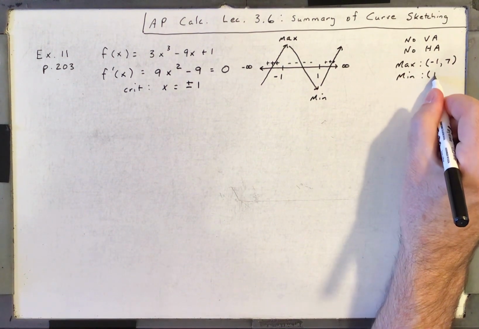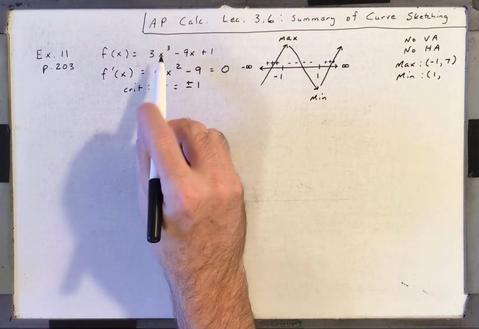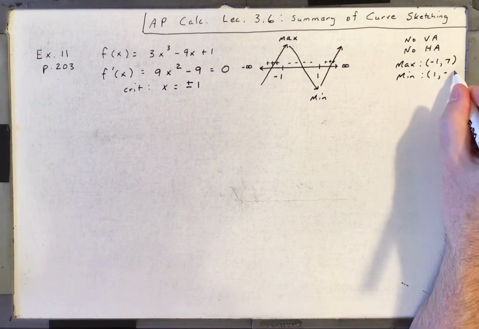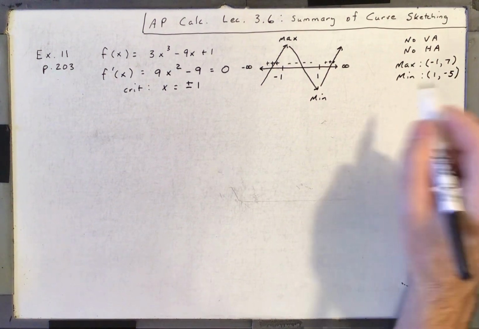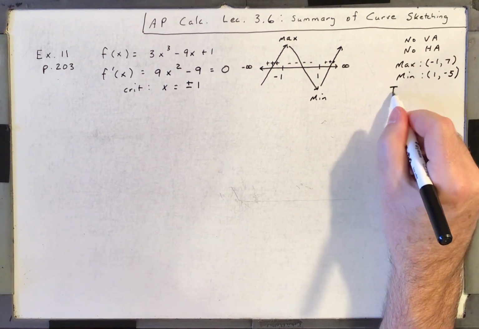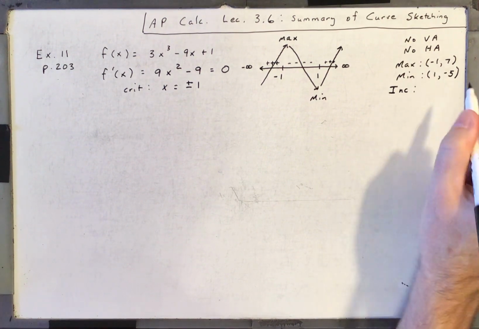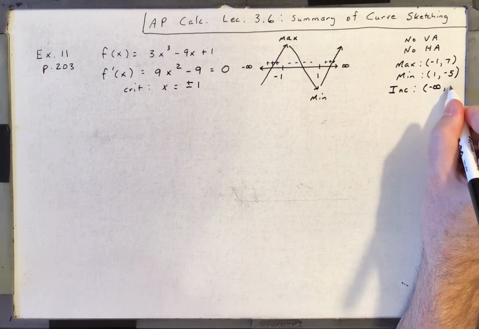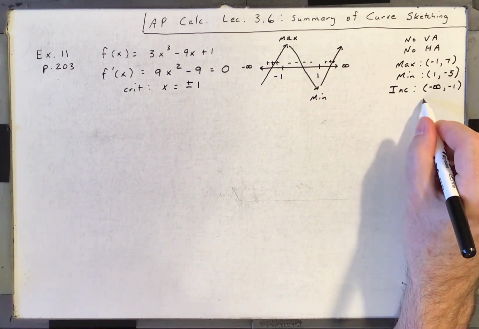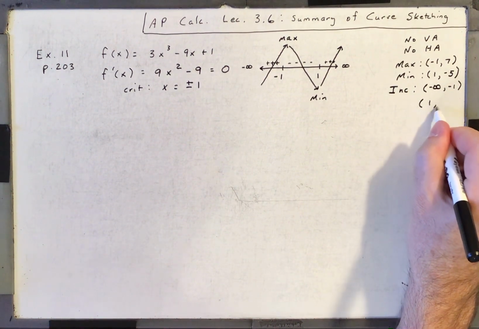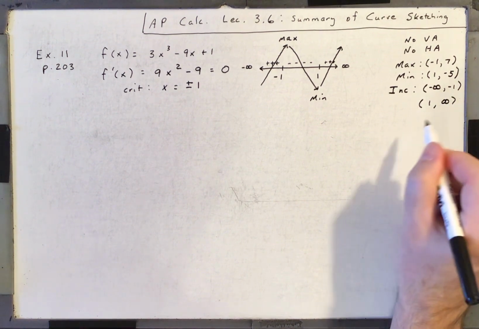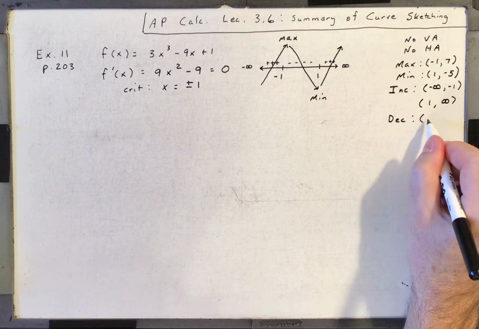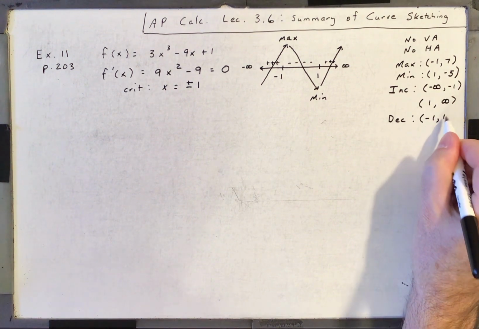We're going to have a minimum at the point 1. So I'd have 3 minus 9. That's negative 6 plus 1, negative 5. We are increasing from negative infinity to negative 1, and also from 1 to infinity.